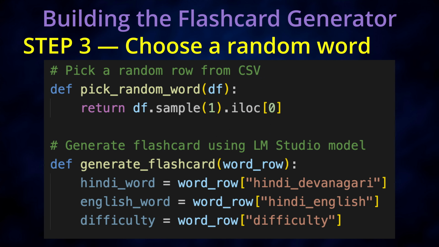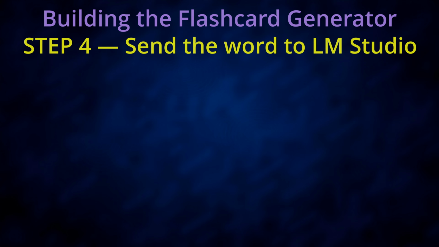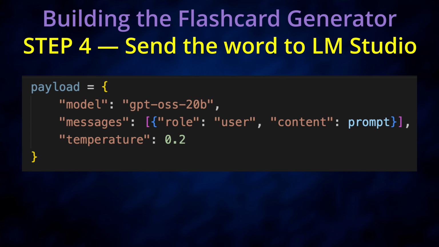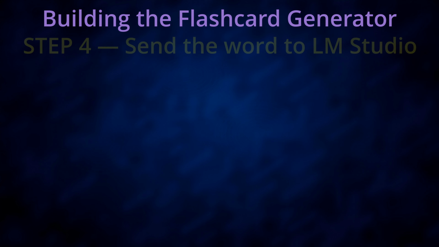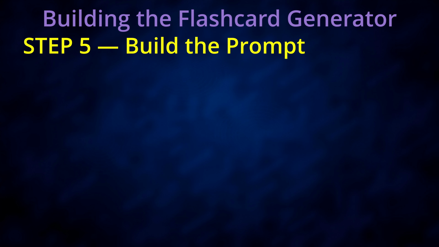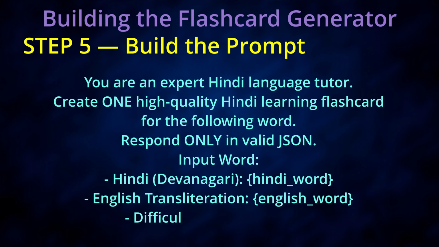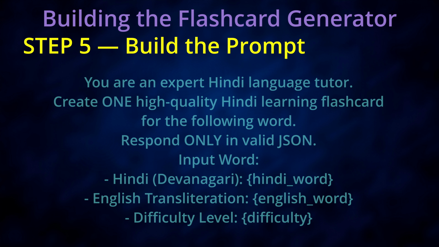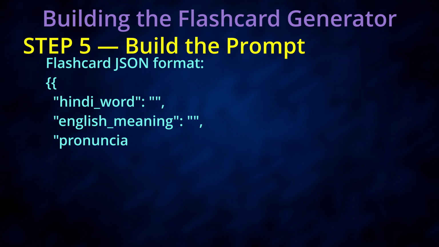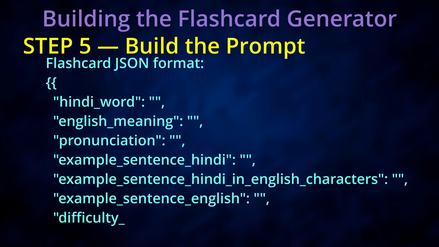Choose a random word. Send the word to LM Studio. You can use any model running in LM Studio. Build the prompt. Describe your inputs and what you expect clearly. We are expecting a JSON with required fields like pronunciation, example sentence, etc.